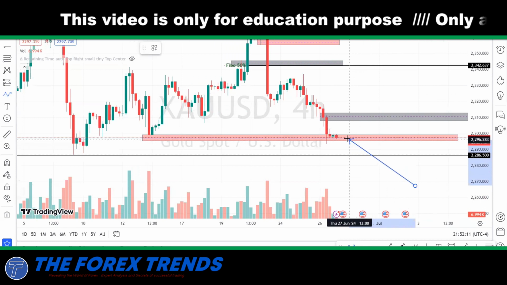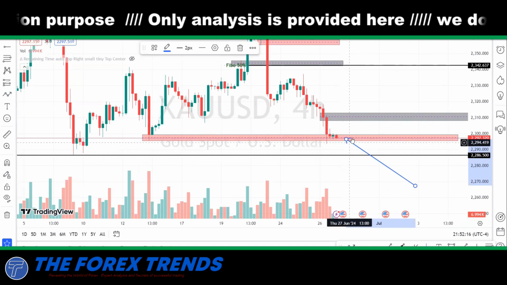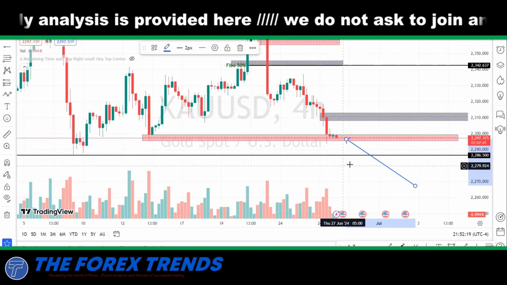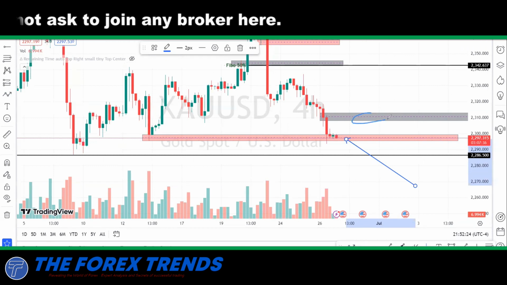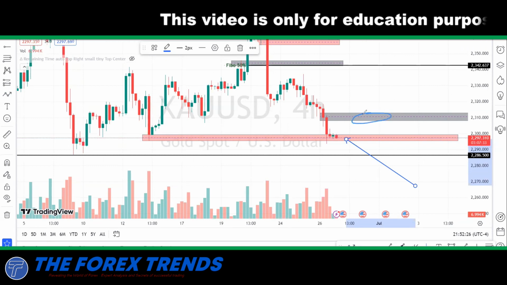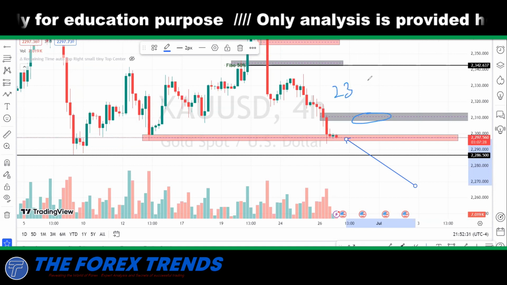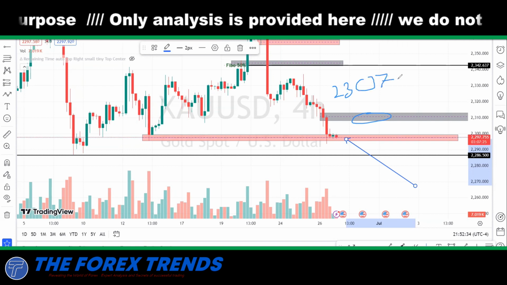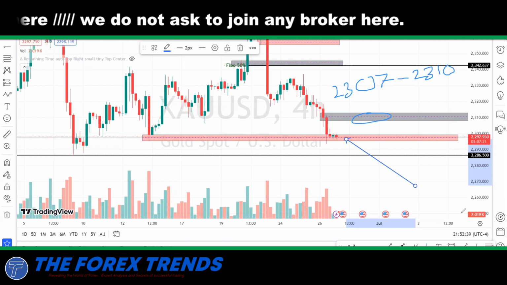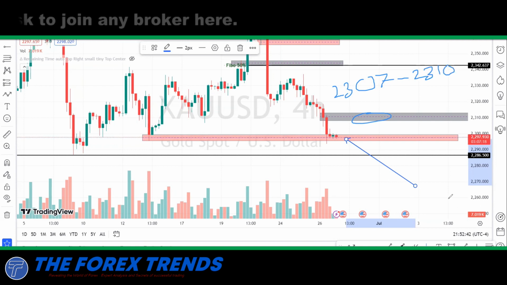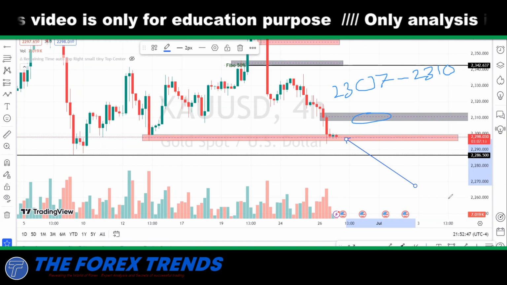If you get any evidence in the 1 minute or 5 minute, you can initiate a buy for a small profit up to this level. Okay, this is the 2307 to 2310 level. 2307 to 2310 is a resistance for intraday trading or scalping. If we get the price at this zone, we may initiate a sell before news.